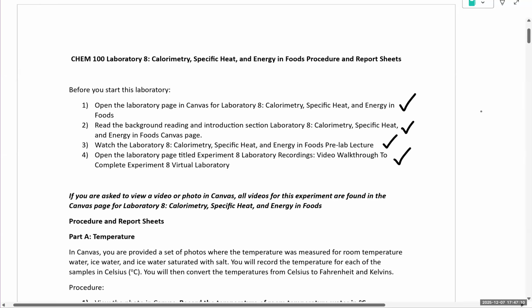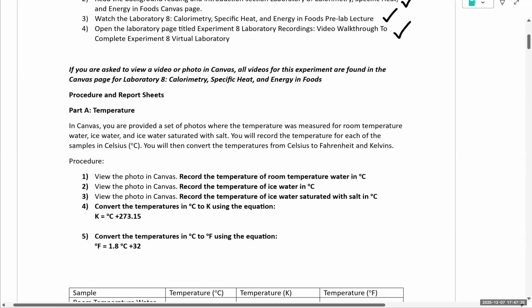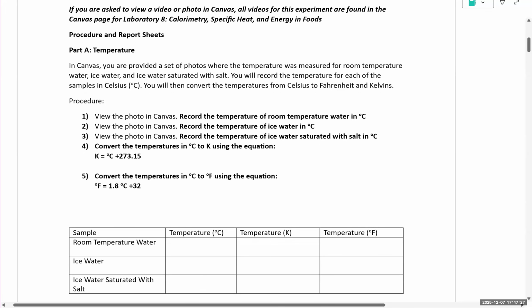If you're asked to view a video or photo in Canvas, all the videos for this experiment are found in the Canvas page for Laboratory 8, Calorimetry, Specific Heat, and Energy in Foods. Okay, so let's talk a little bit about the procedure now. So let's look at part A, focusing on temperature.